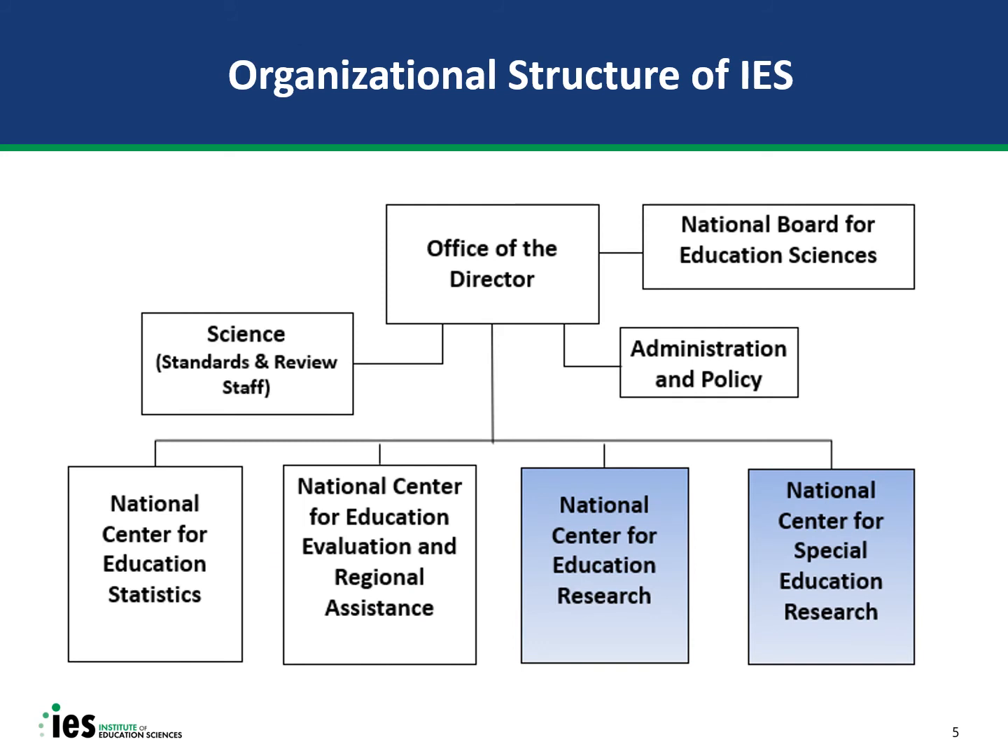This graphic represents the organizational structure of IES. We are led by a director who receives advice and consultation from the National Board for Education Sciences. The board consists of 15 voting members who are appointed by the President and confirmed by the Senate. Our Science Office oversees the scientific peer review process for IES grant applications and IES reports.